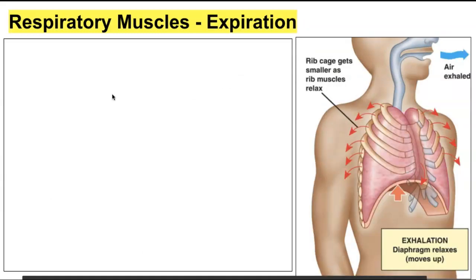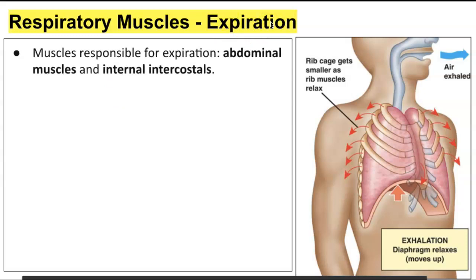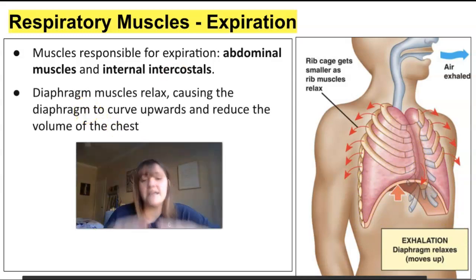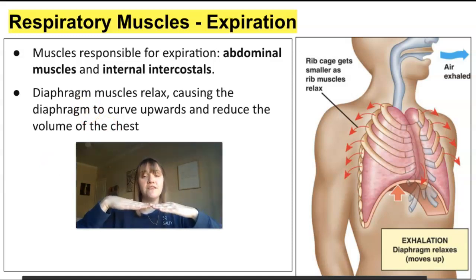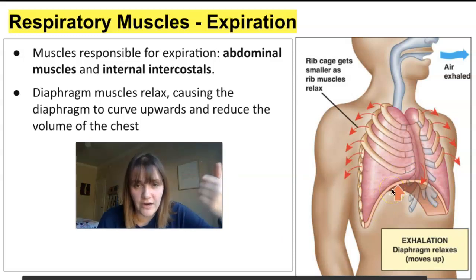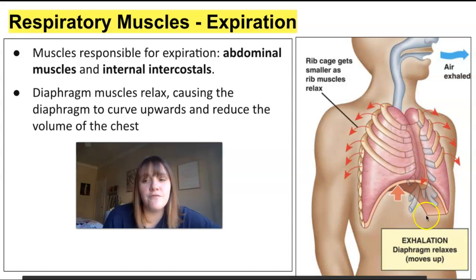And on the opposite side of that, we have the expiration muscles. The muscles that are responsible for expiration are your abdominal muscles and your internal intercostals. Your diaphragm is also involved in this, but it's when your diaphragm is relaxing. When the diaphragm relaxes, it goes from being flat and opening up the chest to going back to that U shape, and it's decreasing the volume of the chest, which means increasing the pressure. And if we increase the pressure, then the air is going to want to exhale, get out of your body.